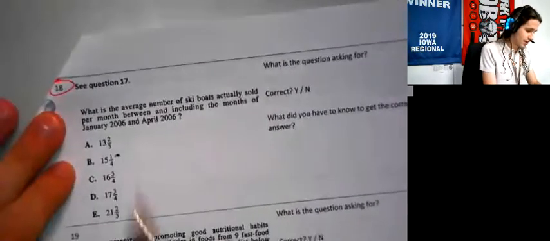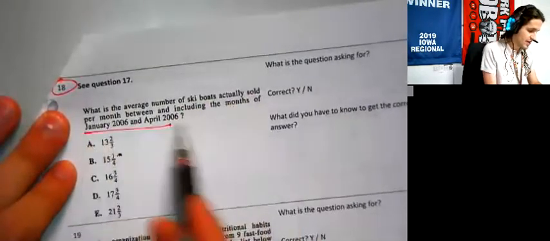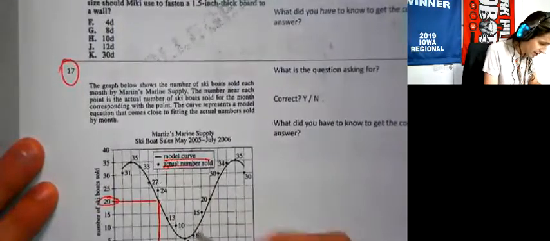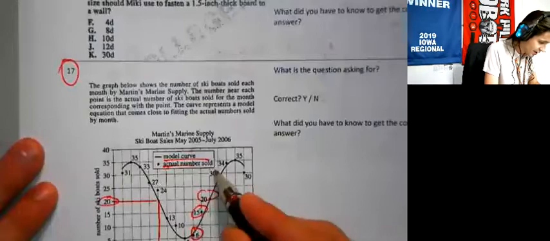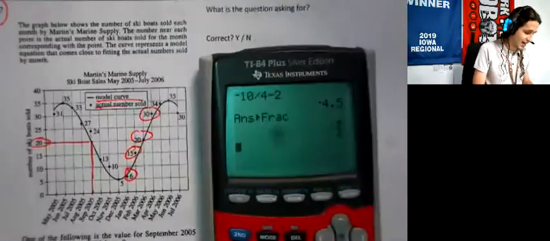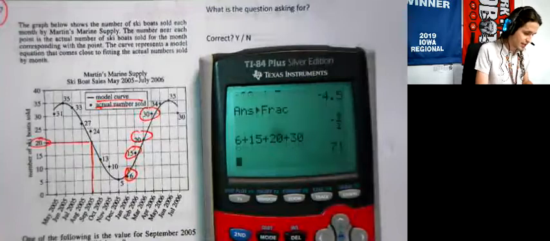Another one, number 18, I think the last one I've got for you, which looks like a question straight out of science. What is the average number of ski boats actually sold per month between and including the months of January to April 2006? Average from January to April 06 for actual numbers sold. January, February, March, and April. How do you find the average quickly? Add them up and divide by how many you got. 6 plus 15 plus 20 plus 30. Enter. Divide by 4. Got an answer 17.75, which goes along with answer option D.